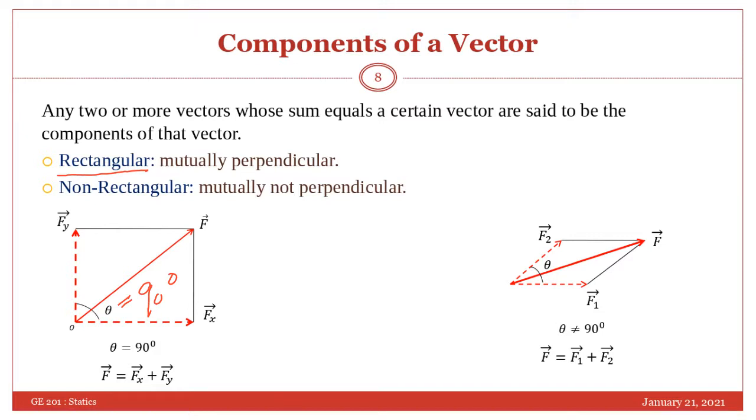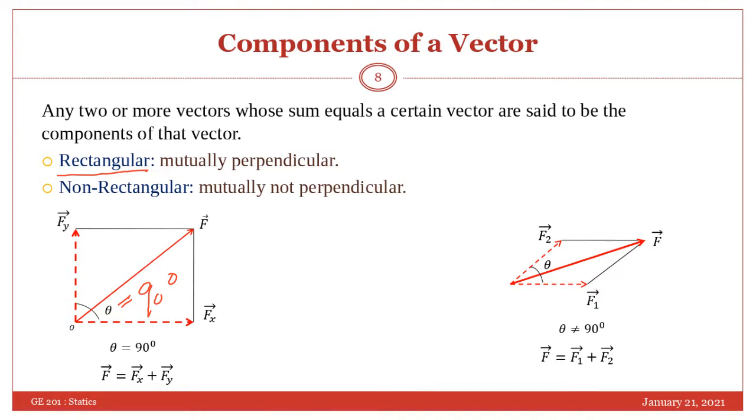On the other hand, if you have components like this, where the angle between the two components is not equal to 90°, then we call them non-rectangular components. So for the same resultant, you can have rectangular as well as non-rectangular components.